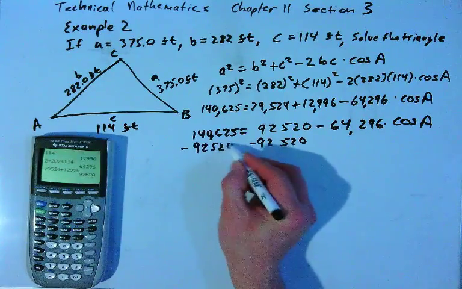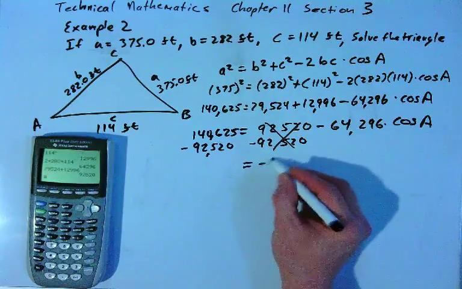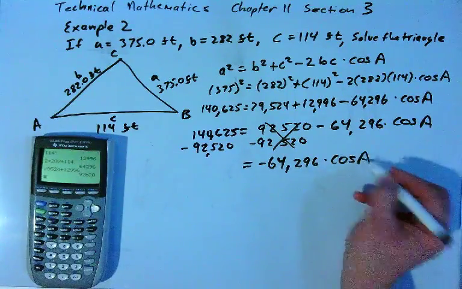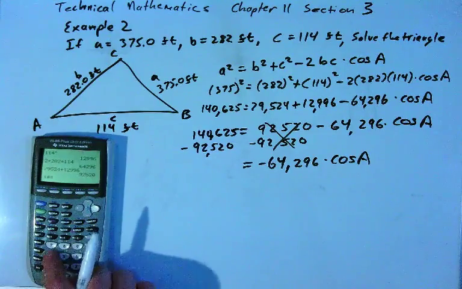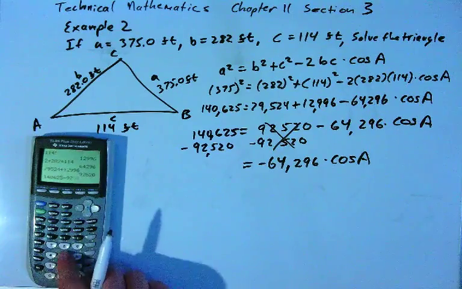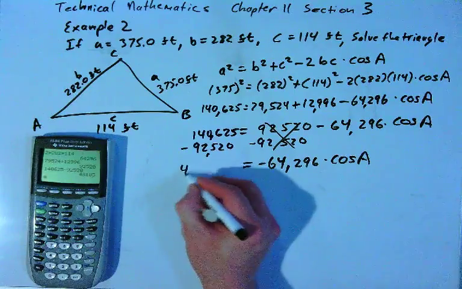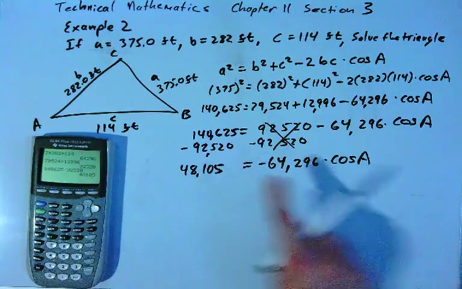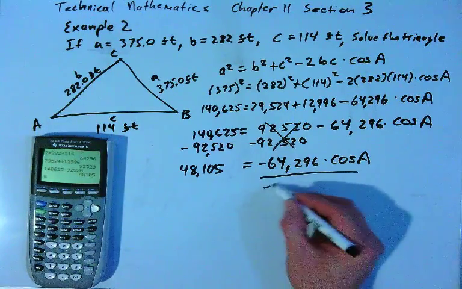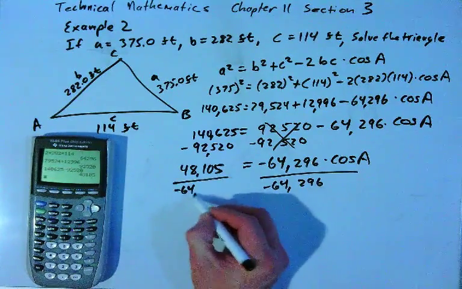Okay, they'll cancel over here. We're left with negative 64,296 times the cosine of A. And over here, when I subtract, we have 140,625 minus 92,520, and we get 48,105. Okay. Now I need to divide by the coefficient of cosine A here, so I'm going to divide by negative 64,296 on both sides.